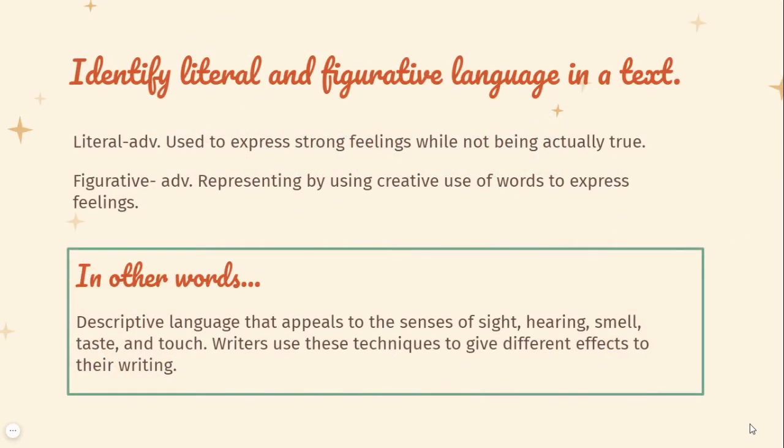Identify literal and figurative language in a text. Literal means used to express strong feelings while not being actually true. Figurative is representing by using creative use of words to express feelings. In other words, literal and figurative language is descriptive language that appeals to the senses of sight, hearing, smell, taste, and touch. Writers use these techniques to give different effects to their writing.